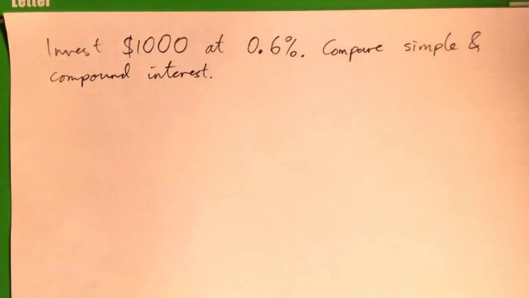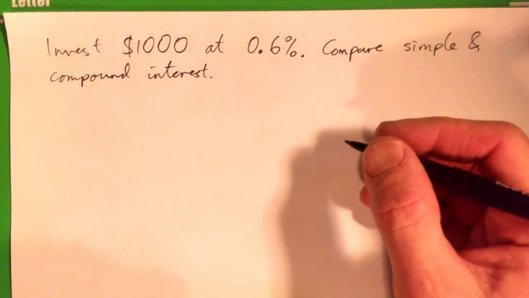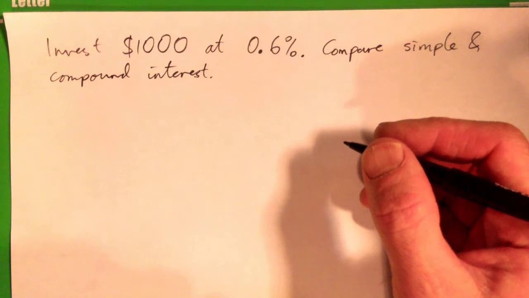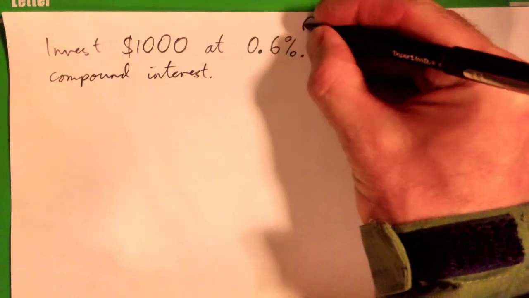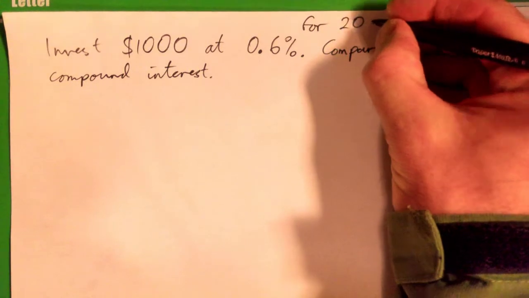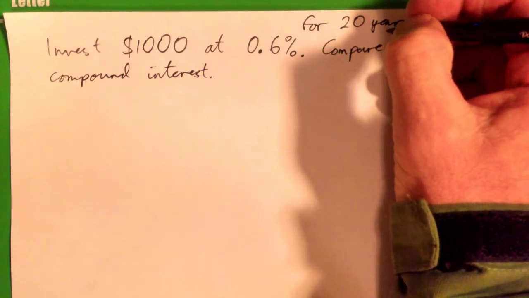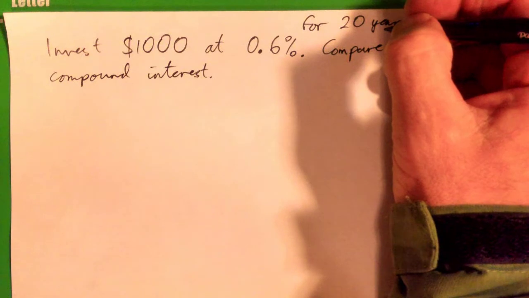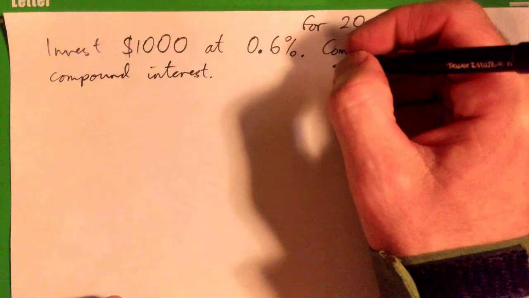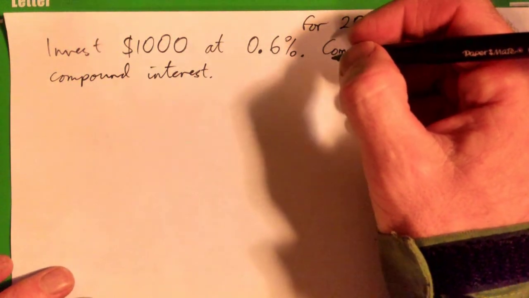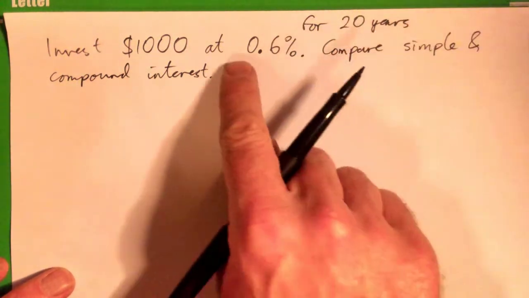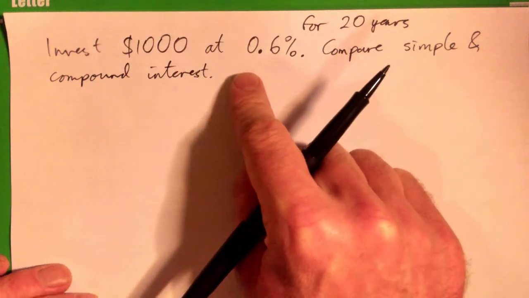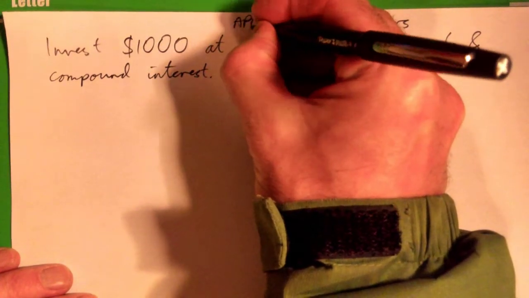All right, so here we're going to invest $1,000 at 0.6%. Oh, for 20 years, wasn't it? Yeah. Sorry, should have said for 20 years. Oh, that's very low, 0.6%. Okay, so that's like some sort of regular savings account in a bank. That's really low. So that's your APR, okay.